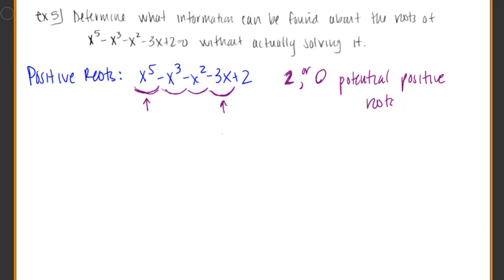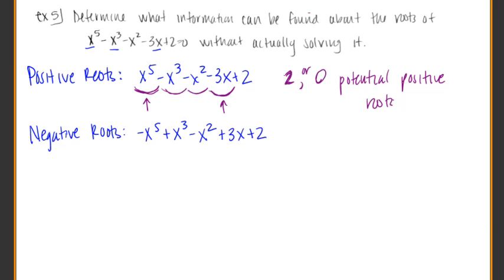Okay, now how to go about getting the negative ones. For the negative roots, like x equals negative 3, we go back to the original function and only switch the sign in front of your odd powers. So odd powers are 5, 3, and 1. A positive x to the 5th now becomes a negative x to the 5th. A negative x cubed is a positive x cubed. That x squared is not an odd power, so I don't change its sign. 3x has an odd power, so I'm going to change that now to a positive 3x, and then plus 2. So only switch the signs in front of the odd powered ones.